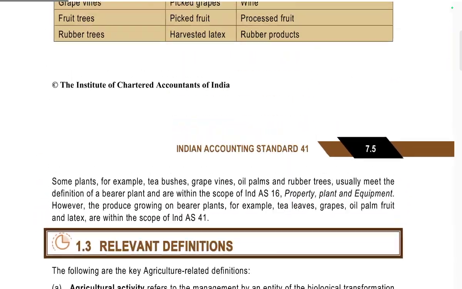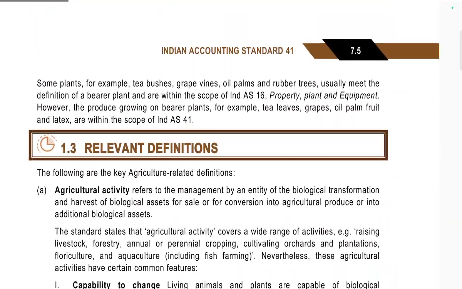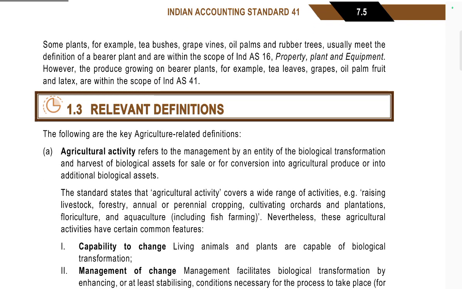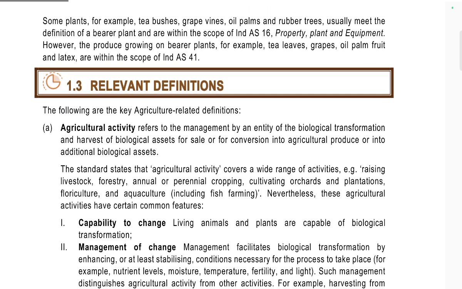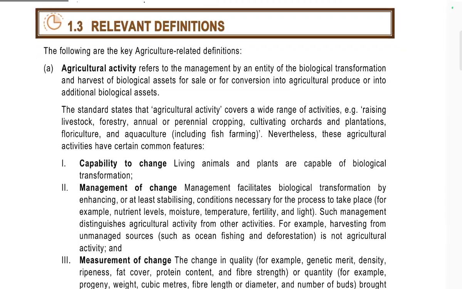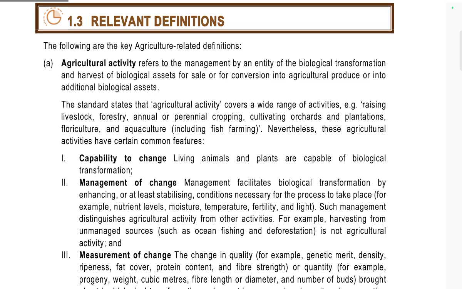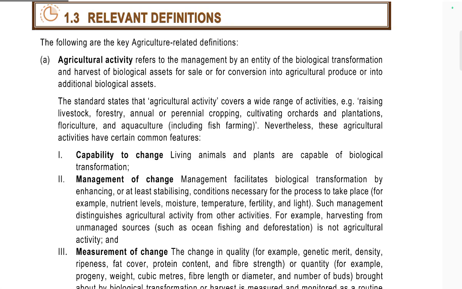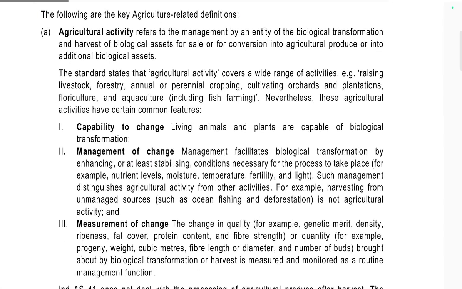Some other examples are tea bushes, grapevines, oil palms and rubber trees, which usually meet the definition of bearer plants and are within the scope of Ind AS 16, Property, Plant and Equipment. However, the produce growing on bearer plants, such as tea leaves, grapes, palm fruit and latex, is within the scope of the relevant standard. Agricultural activity refers to the management of the biological transformation and harvest of biological assets for sale, or for conversion into agriculture produce or into additional biological assets.